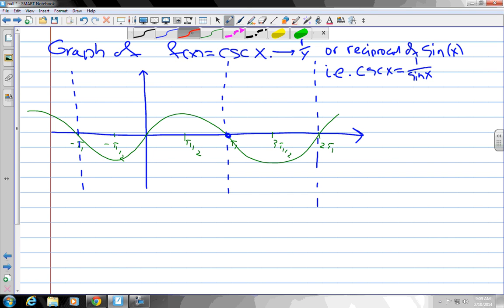So now will cosecant have any x-intercepts? What do you think? So will 1 over sine x ever equal 0? That's what I'm asking. No, because the numerator is 1. In order for a fraction to equal 0, the numerator has to be 0, right? But at the same time, what is the range of sine x? Remember that part? What is the range of sine x? Yeah, between -1 and 1.